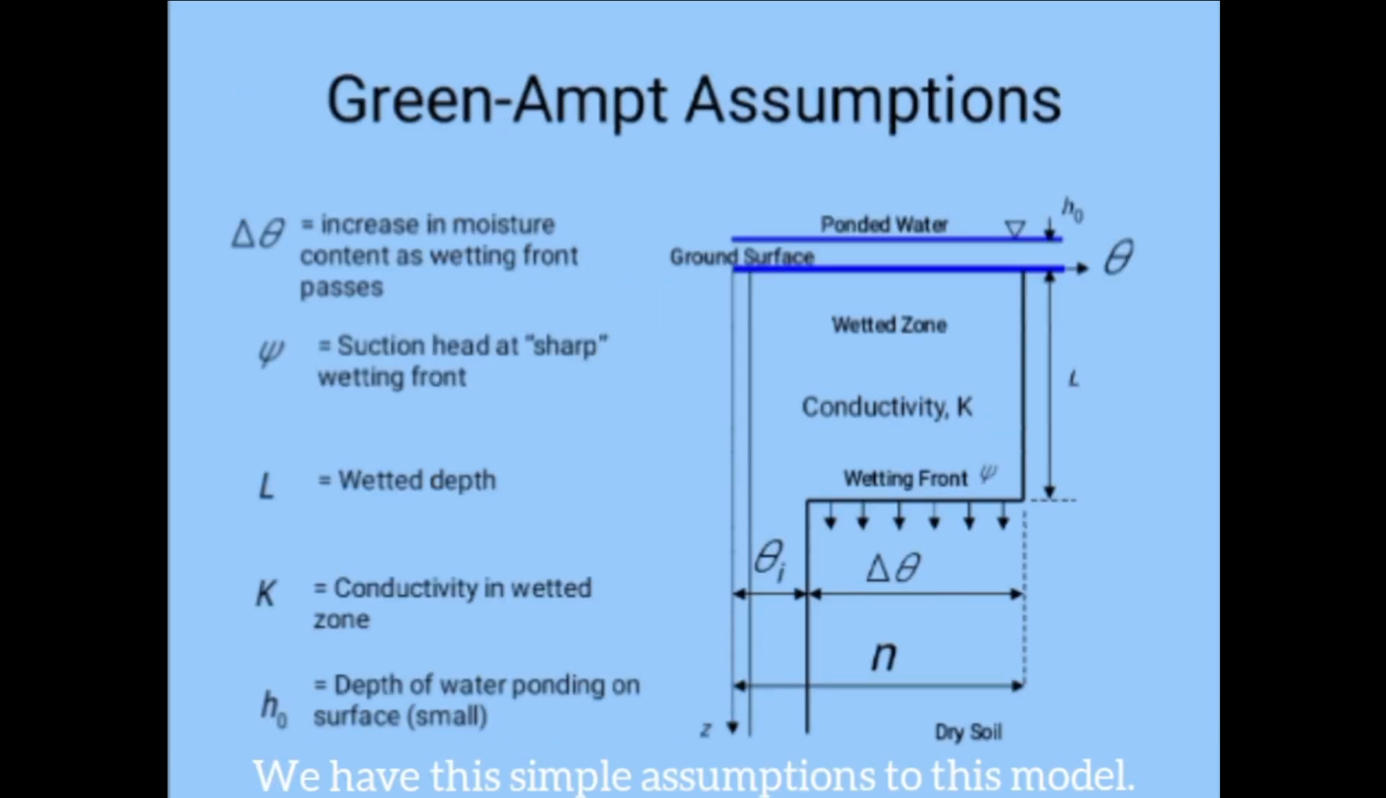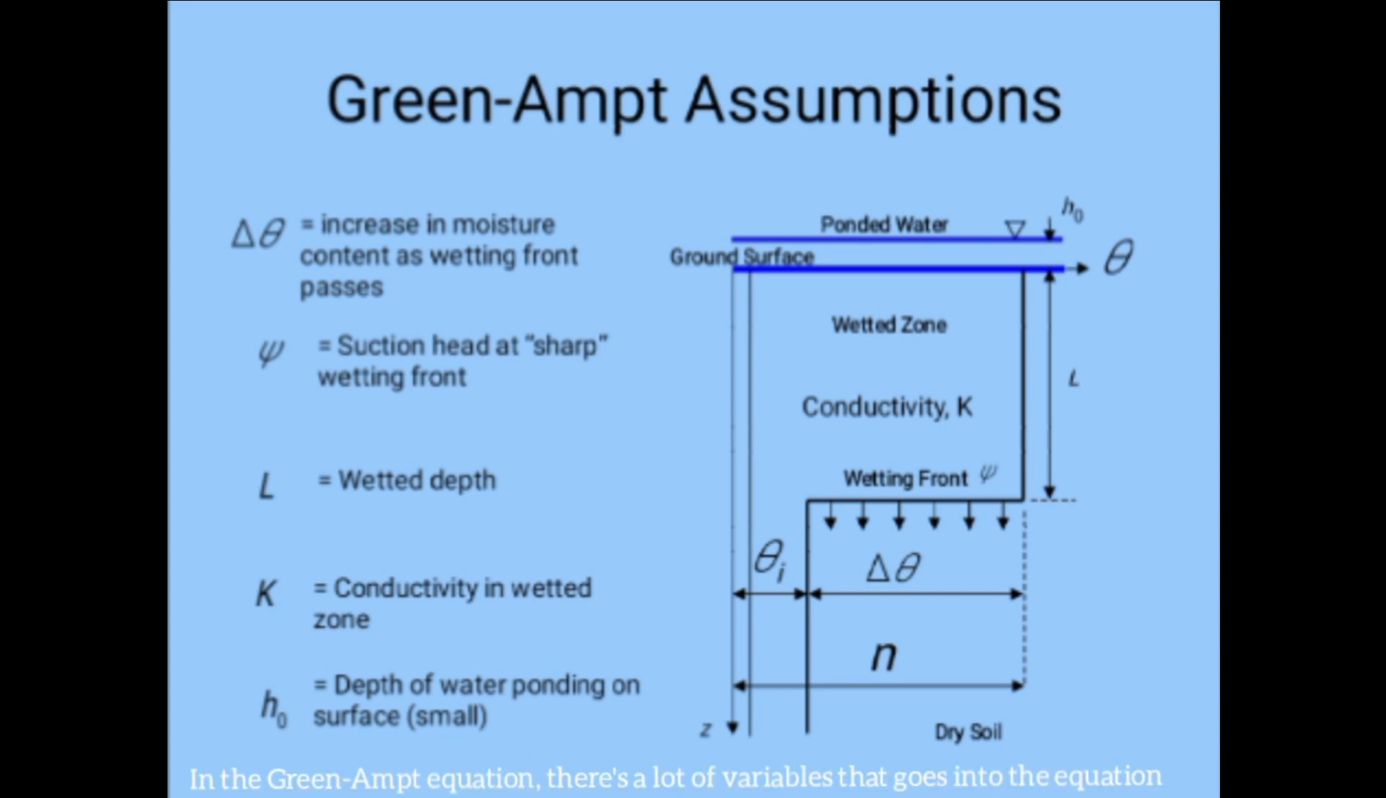We have these simple assumptions to this model. Capillary forces act at the wetting front. Behind the wetting front is saturated. Soil water suction below the wetting front remains constant. The next thing we wanted to do is to calculate the rate at which the wetting front was moving.